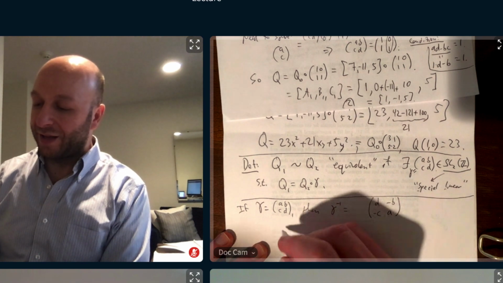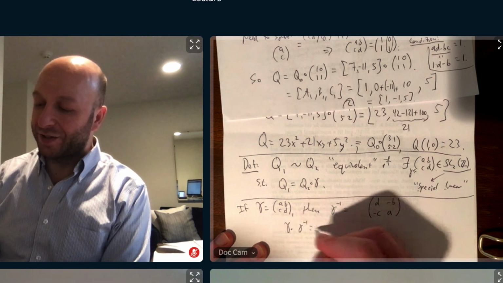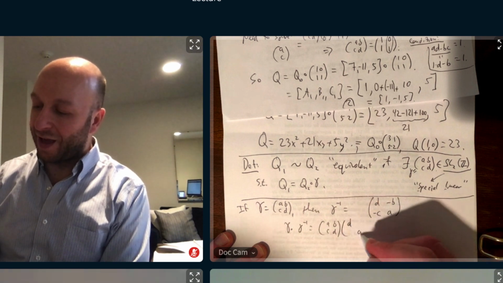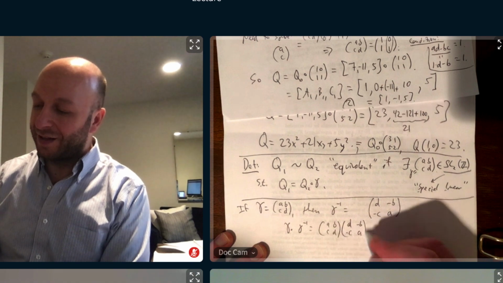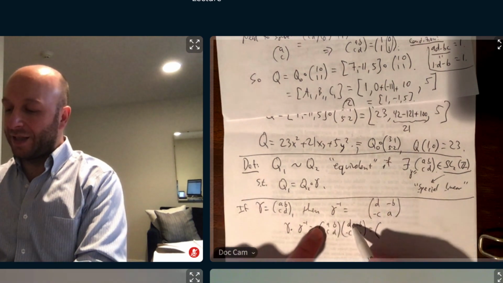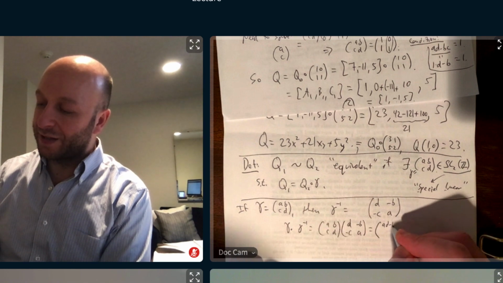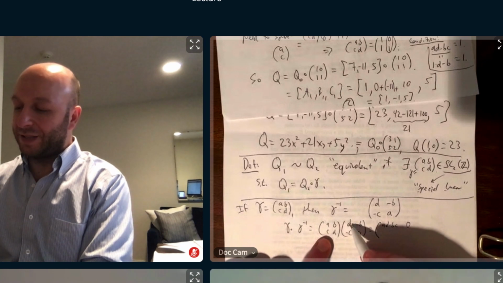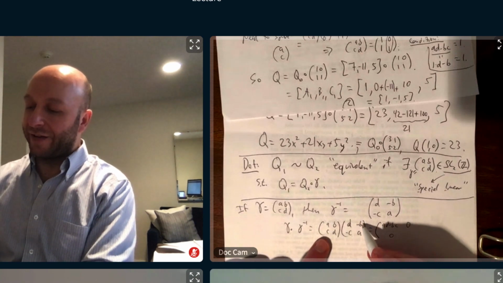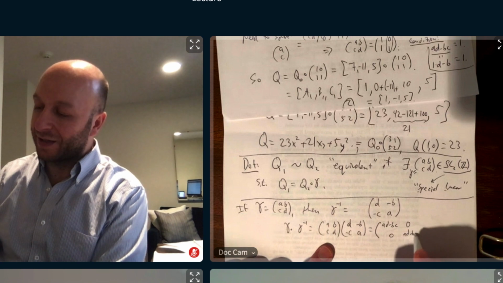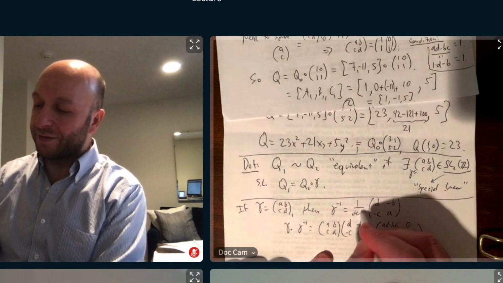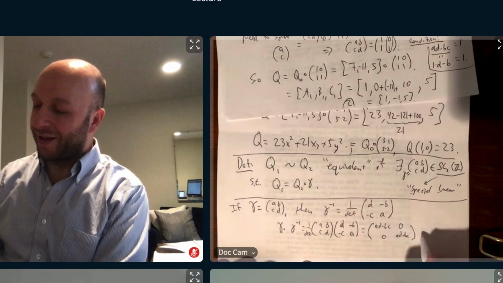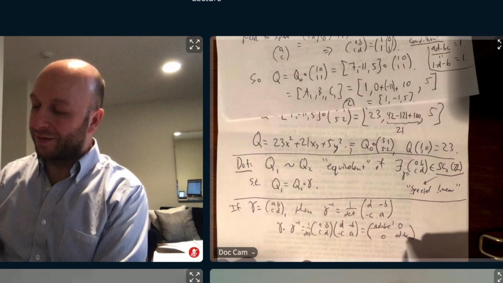Because if I take gamma times gamma inverse, that's ABCD times DA, negative B, negative C. If I multiply these two together, I get AD minus BC, AD minus BC, negative AB and a positive AB, and DC and a negative DC, and then a negative BC plus AD. That's AD minus BC. And so if I divide by the determinant, then 1 over the determinant, and then this is 1. So that's the identity.